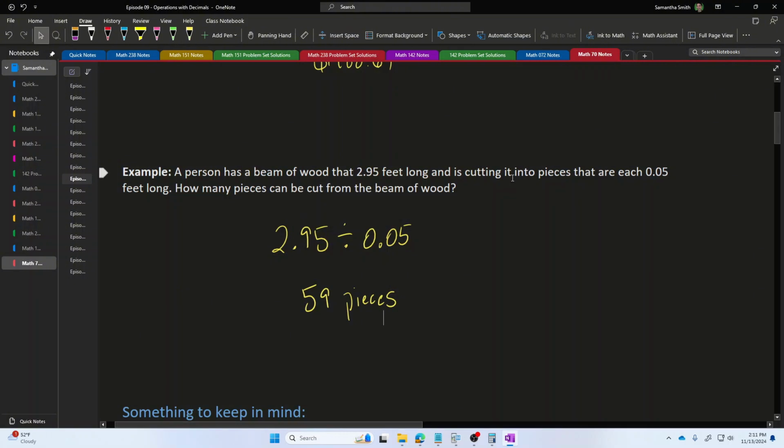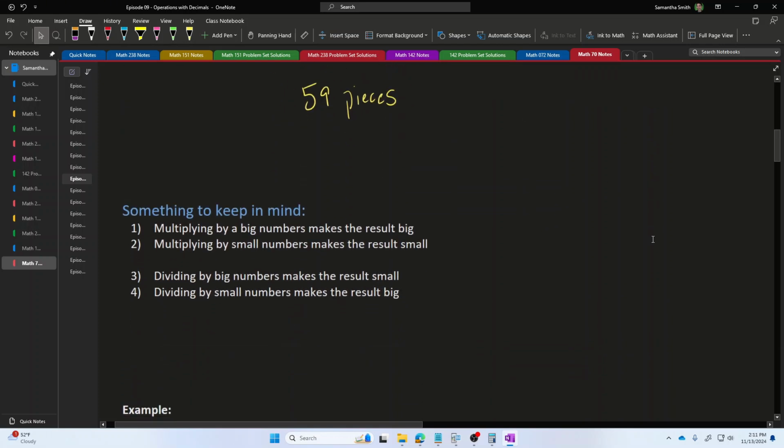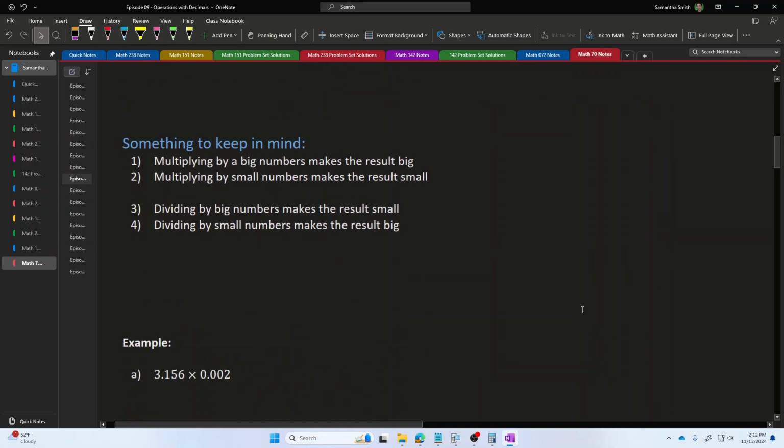So that's all. When we're doing operations with decimals, we usually just do them in the calculator to make our lives a little bit easier. Now, something to keep in mind when you're doing these calculations and you're checking to see if your answer makes sense. When you're multiplying by a large number, the result of that process is going to be big as well. And when you're multiplying by a very small number, the result of that calculation ends up being small also. So multiplication by big numbers gives you big answers. Multiplication by small numbers gives you small answers.